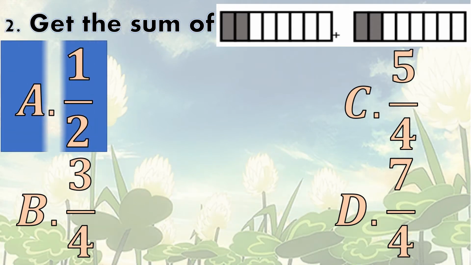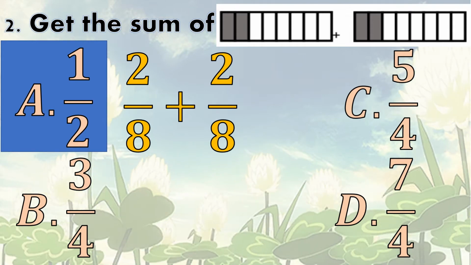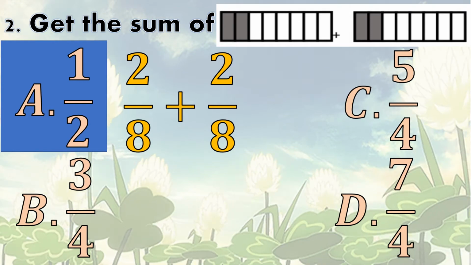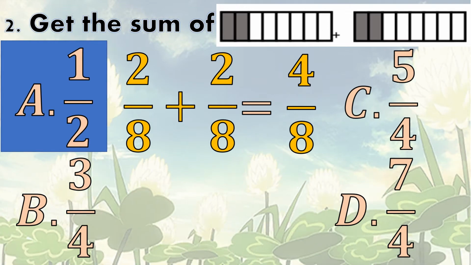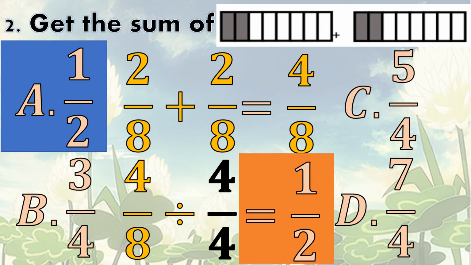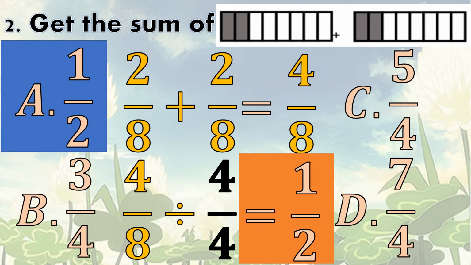Very good. It's letter A, 1/2. Why 1/2? So we have 2/8 plus 2/8. So you need to copy the denominator and add the numerator. The answer is 4 over 8. But 4 over 8 is not simplified. So we need to simplify it. So 4 over 8 can be divided by its GCF number 4. So the final answer is 1/2.